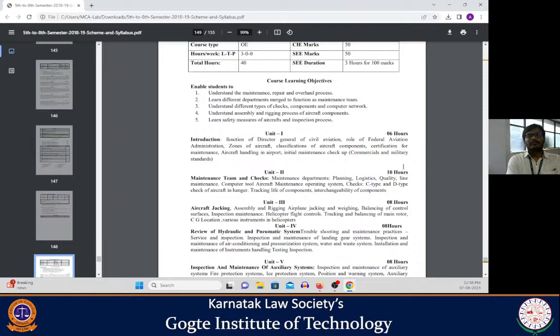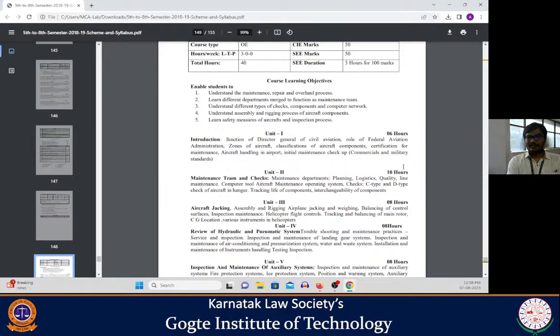So in this introduction, we will discuss these laws, the functions of the Director General of Civil Aviation, and one more thing, the role of the Federal Aviation Administration. This is related to the USA. We will also cover some basics related to handling qualities and the initial maintenance checkup for the aircraft. Especially in this unit, there are no numericals, only an introduction about the authorities.